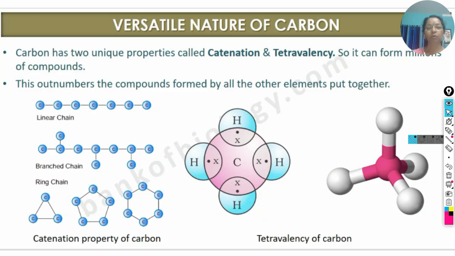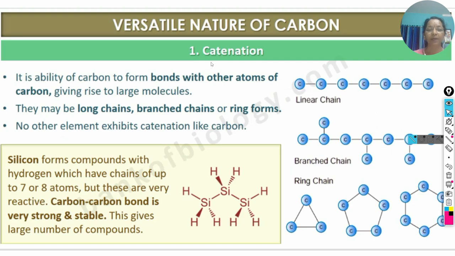Now, what is the reason for the versatile nature of carbon? Carbon has a versatile nature, so what is the reason for that? We can give the answer in two words. The reasons are number one, catenation, and number two, tetravalency. So catenation and tetravalency. We'll discuss them one by one.